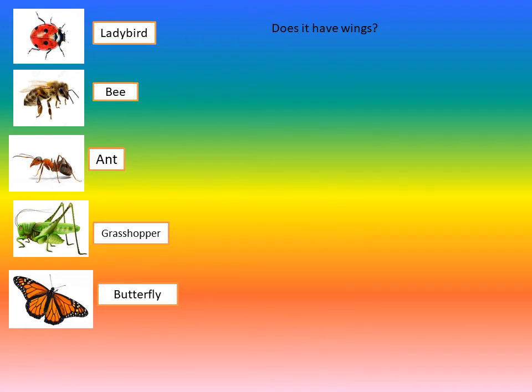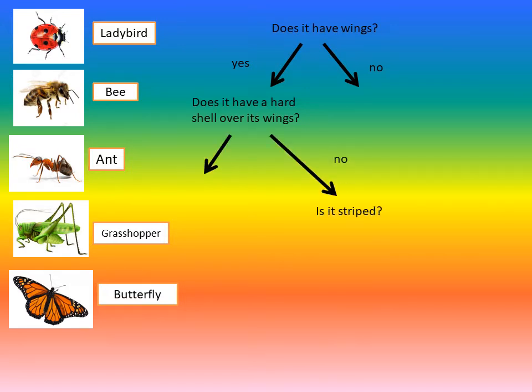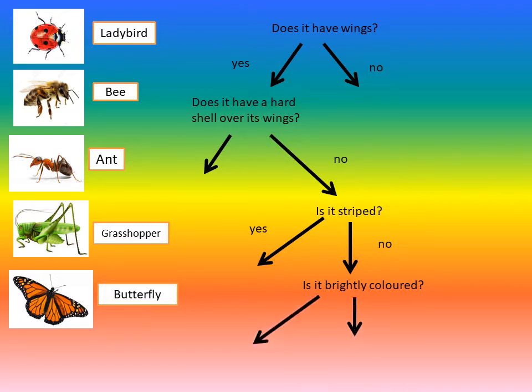First one, does it have wings? So which among these insects have wings? Second, does it have a hard shell over its wings? Third, is it striped? And the last one, is it brightly colored? Now, let us identify the insects that have wings and don't have wings.